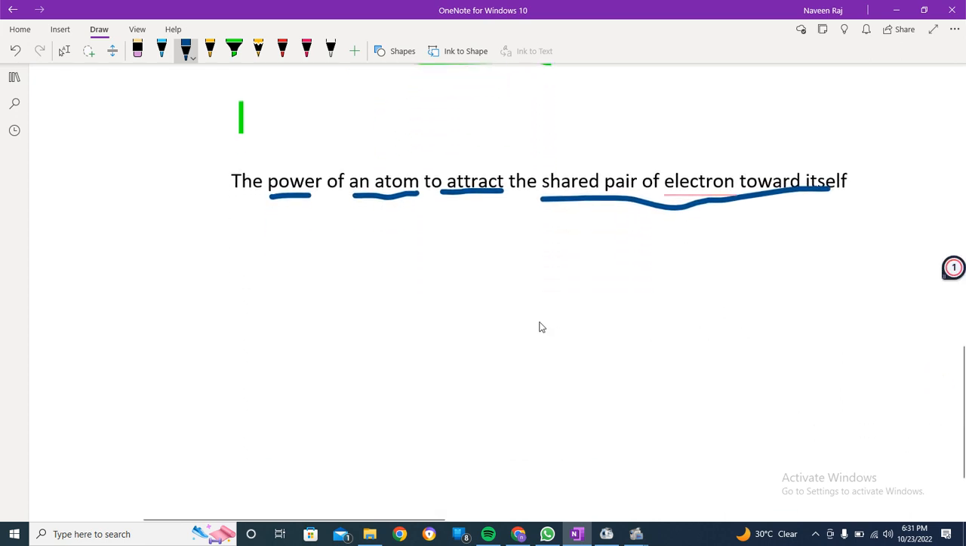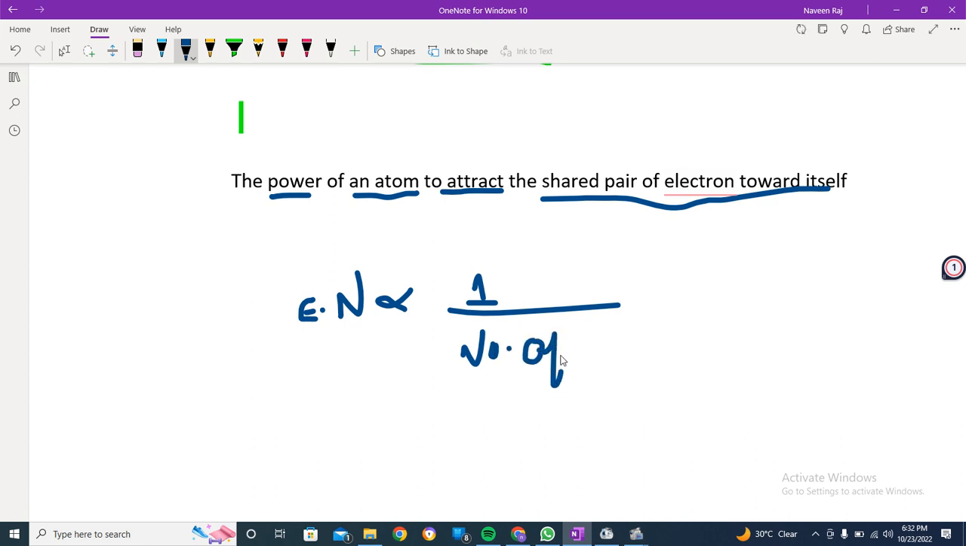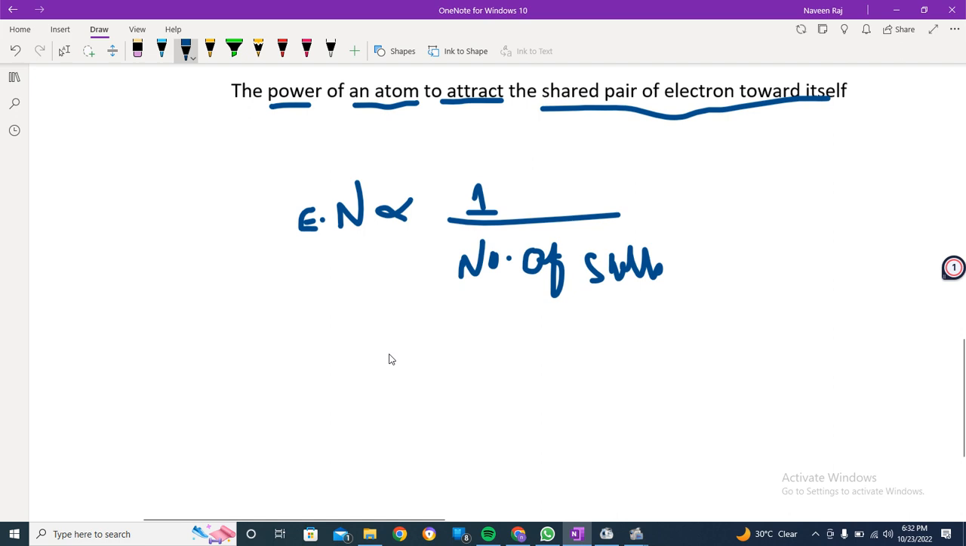But let me tell you a concept like this one. Electronegativity is inversely proportional to the number of shells. Do remember this point, it is very important. The more shells there are, the less the electronegativity. I wrote that electronegativity is inversely proportional to number of shells, right?